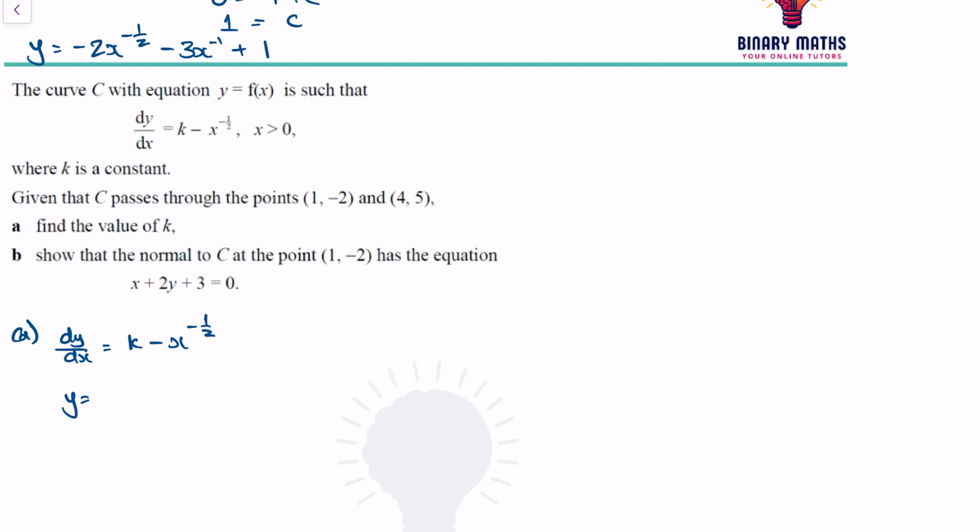So k is kx⁰. If I increase the power by 1 and divide by that increase, if I increase the power of x^(−½) by 1, I get x to the power of a half, and divide by a half, plus c. So y = kx − 2x^(½) + c.